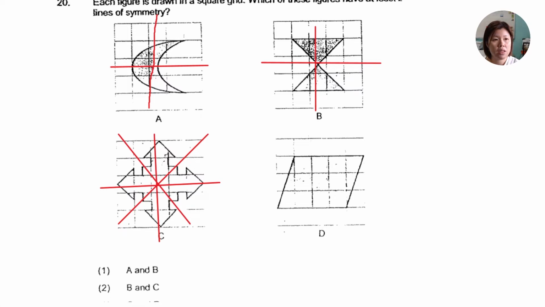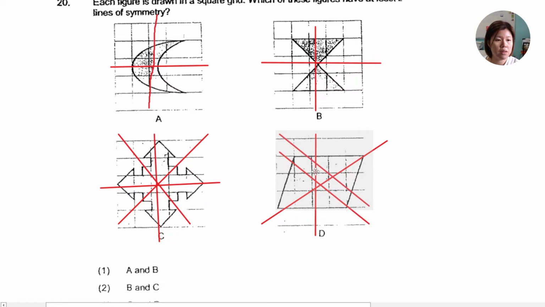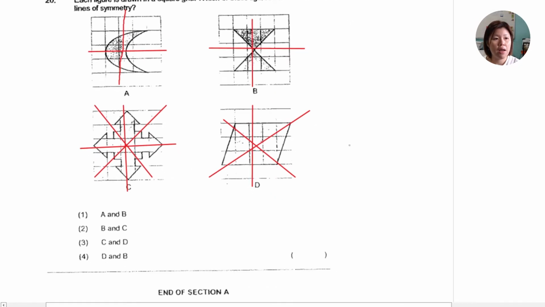Okay, next one is a slanted figure. So we can try this way first. We can't make it straight here. And so we only have B and C for our answer, which have at least two lines of symmetry. BC number 2. Okay, let's move on to the next question.